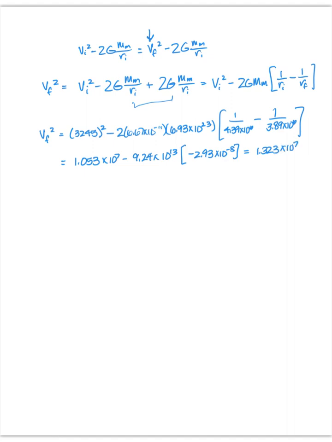So I find that the velocity squared is equal to this number, which gives me a final velocity when I take the square root of 3638. I was pretty happy with that value because I knew it would go faster in the lower orbit. And so that made sense to me.